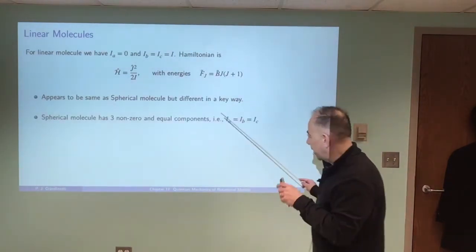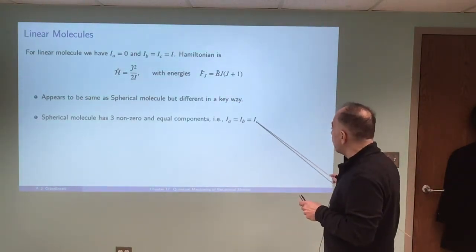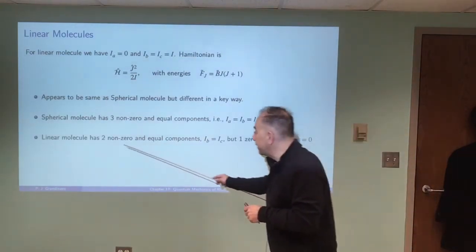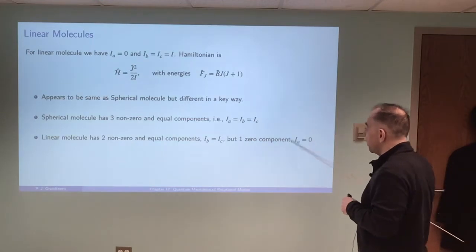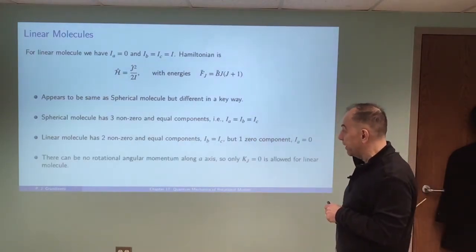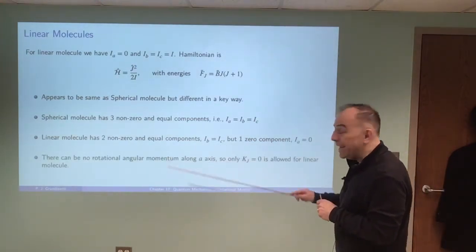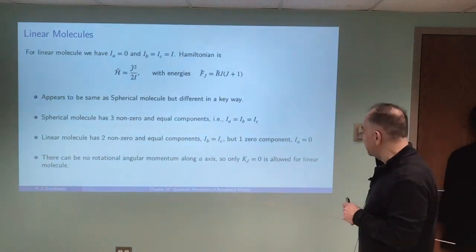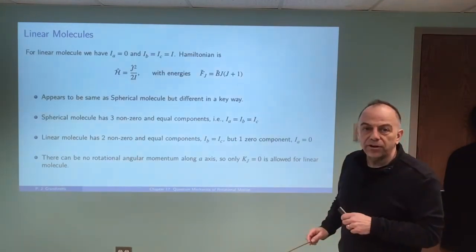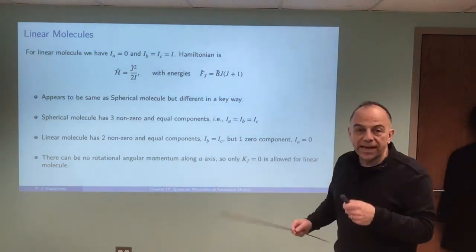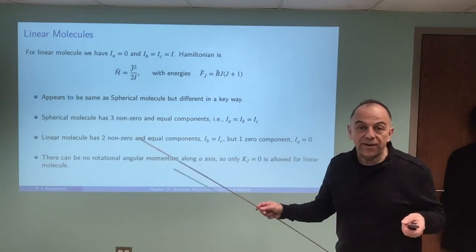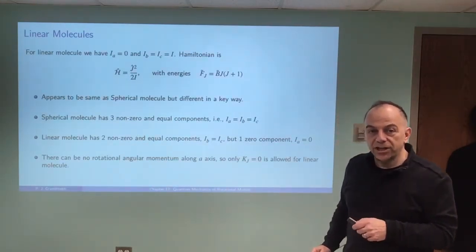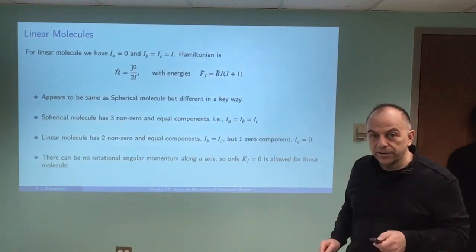So first of all, again, the spherical molecule has all three components equal, but none of them are 0. Whereas in the linear molecule, one of the components is 0, while the other two are equal. So since there cannot be any rotation about the A-axis, that means that only Kj equals 0 is allowed for the linear molecule. Regardless of the J value, you cannot have a Kj value that differs from Kj equals 0 for the linear molecule.